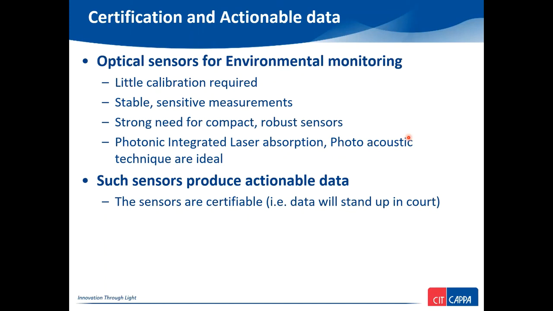So again, if you want to prove that a polluter is indeed polluting, the data produced by an optical sensor will be a satisfactory proof. Whereas with many of the other sensors out there, obviously your polluter is going to say that your sensor is not calibrated properly, and you need to be able to produce documentation to say that that is indeed the case. And equally, the factories themselves will wish to prove that they are not polluting.